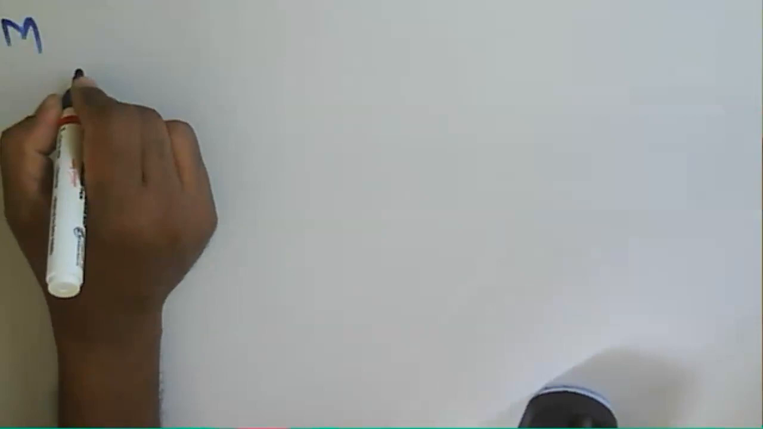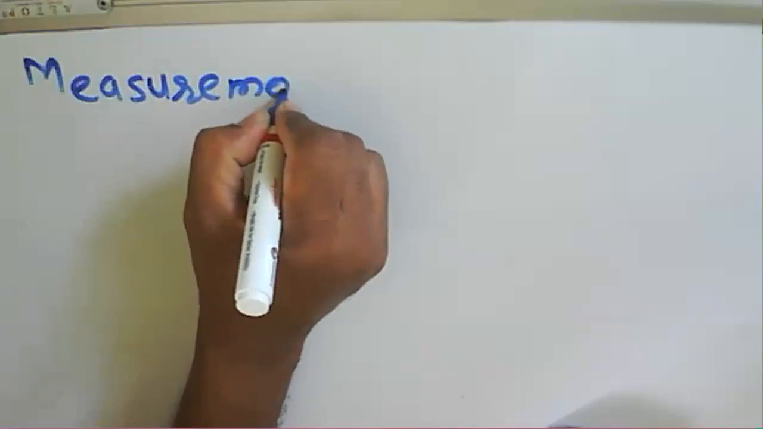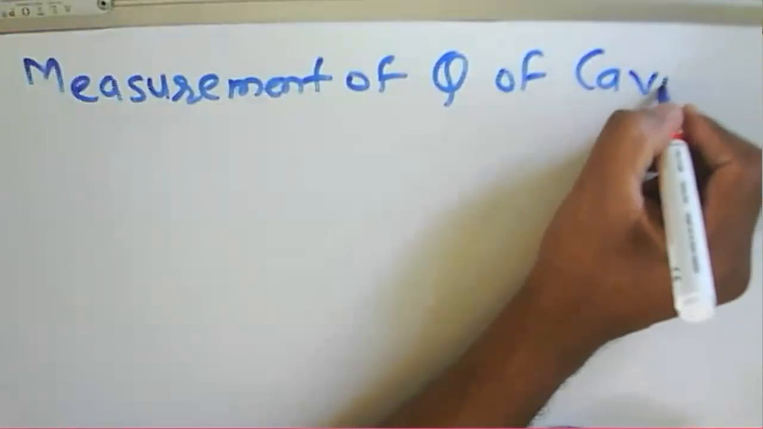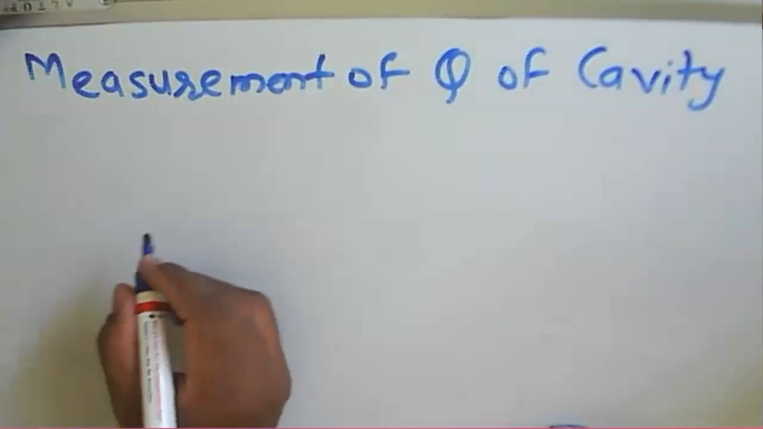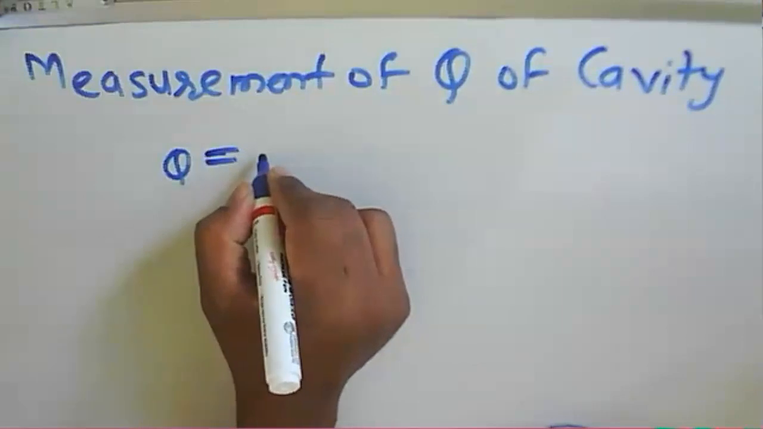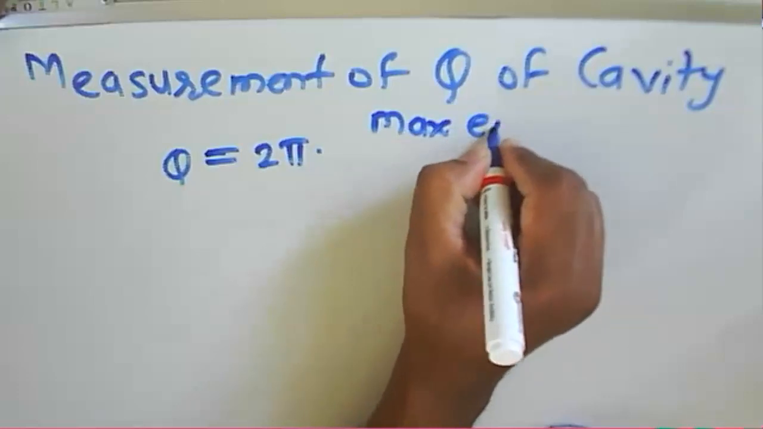Next we consider the measurement of Q of a cavity. We need to measure the quality factor, Q, for the given particular cavity. Generally, Q is equal to what? Twice pi of maximum energy stored.